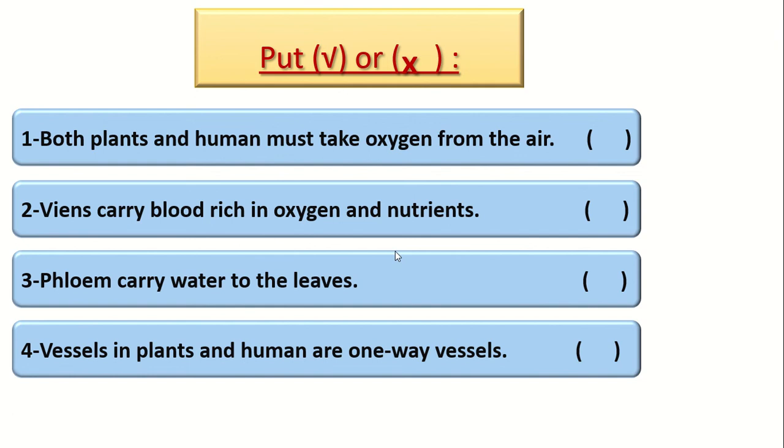Okay, let's see these questions. Right or wrong? Both plants and humans must take oxygen from the air. Right or wrong? Wrong. Only the humans. Okay. Veins carry blood rich in oxygen and nutrients. Wrong. It's the arteries.